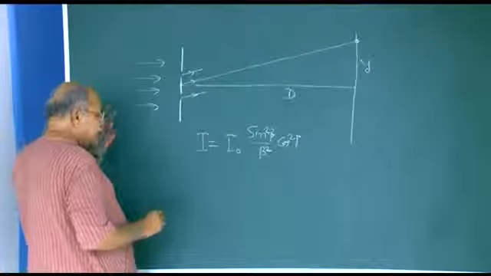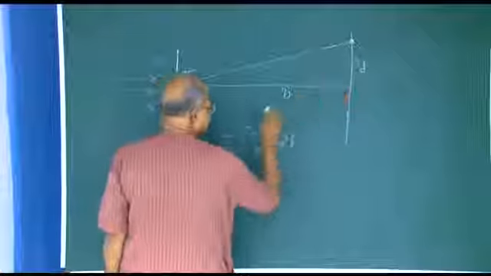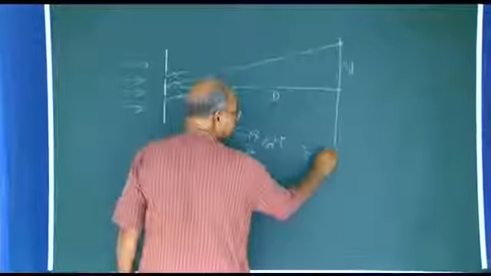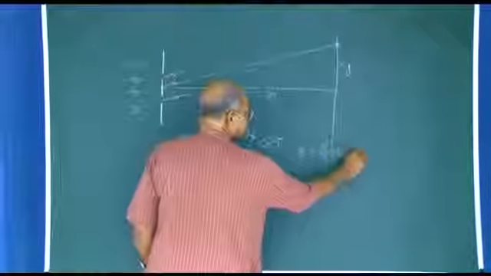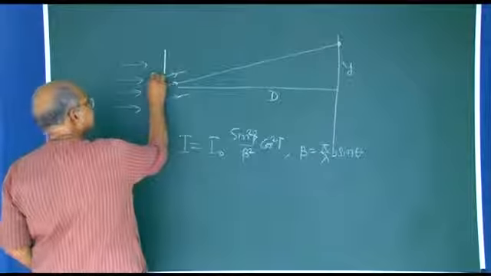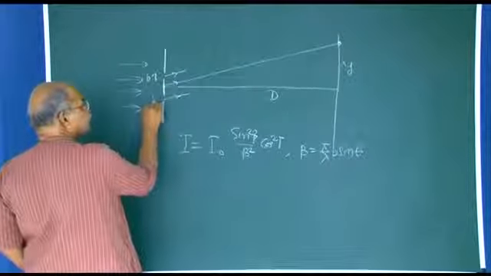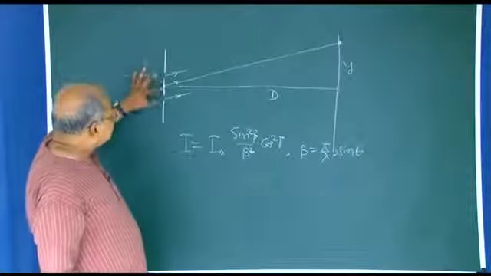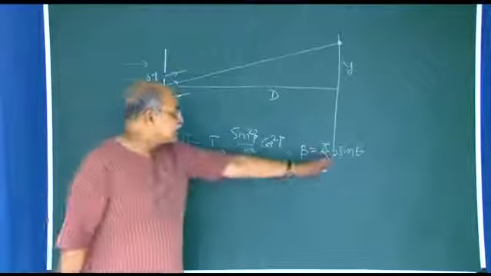I have already told you what this I0 is, the intensity at the central point. Beta, as I have already told you, is pi over lambda times b sine theta, where b is the slit width, assuming both the slits are of the same width. So the width of any of these two slits is b, and from there you construct this beta.